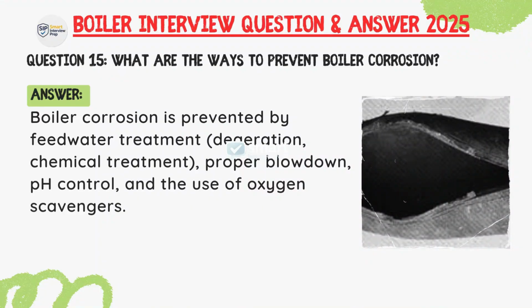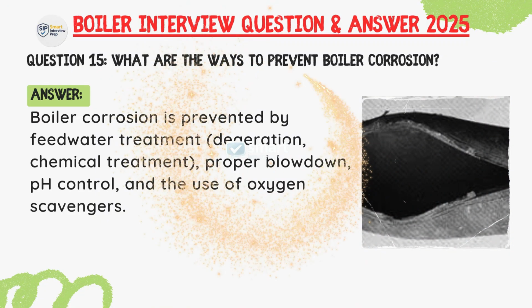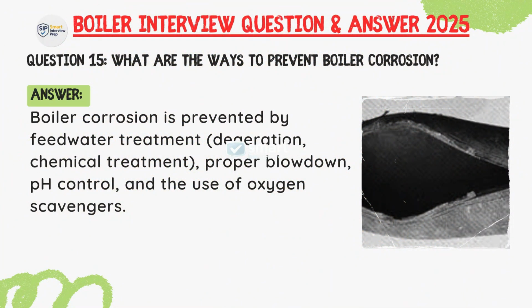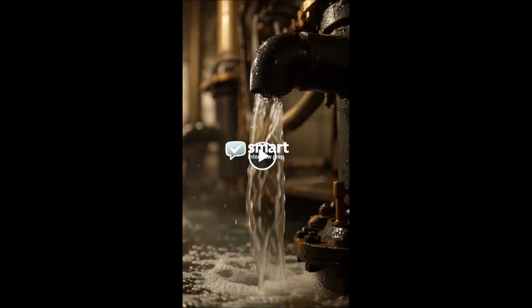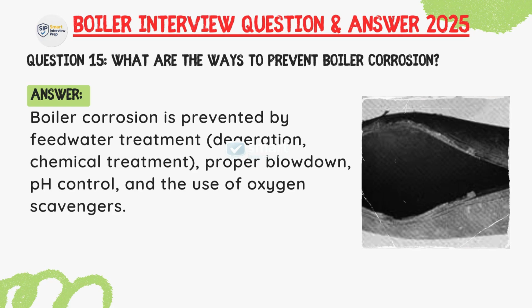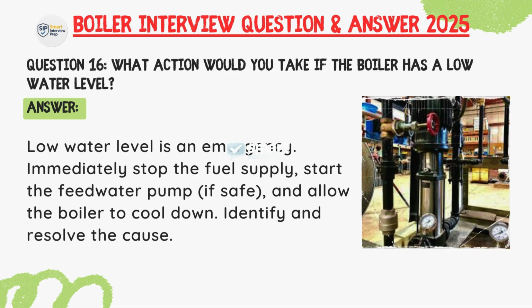Question: What are the ways to prevent boiler corrosion? Answer: Boiler corrosion is prevented by feed water treatment like deaeration, chemical treatment, proper blowdown, pH control, and the use of an oxygen scavenger.